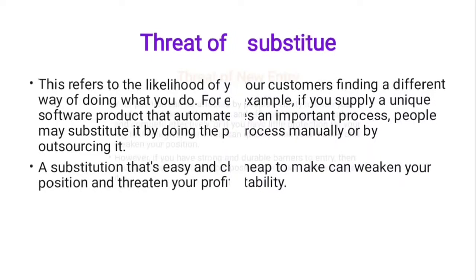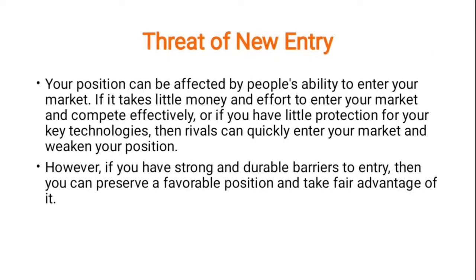Now let's understand the last factor which is part of Porter's 5 forces, that is the threat of new entry. Threat of new entry basically means how the industry position can be affected by people's ability to enter into the market. If the industry has very few barriers, or if it takes little money and effort to enter the market and compete effectively, or there is little protection for key technologies, then rivals can quickly enter the market and weaken your position.